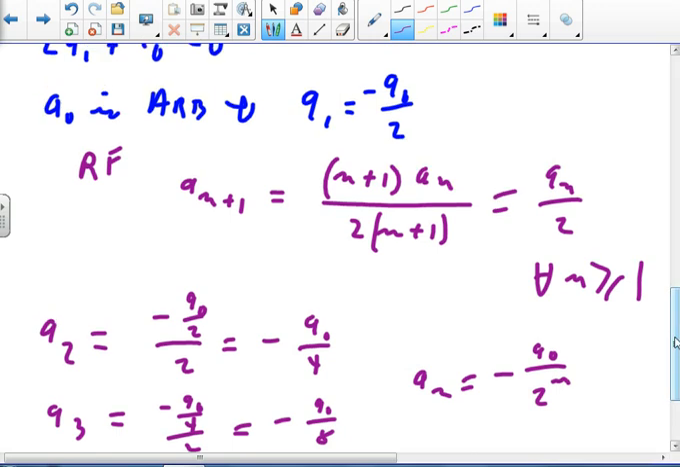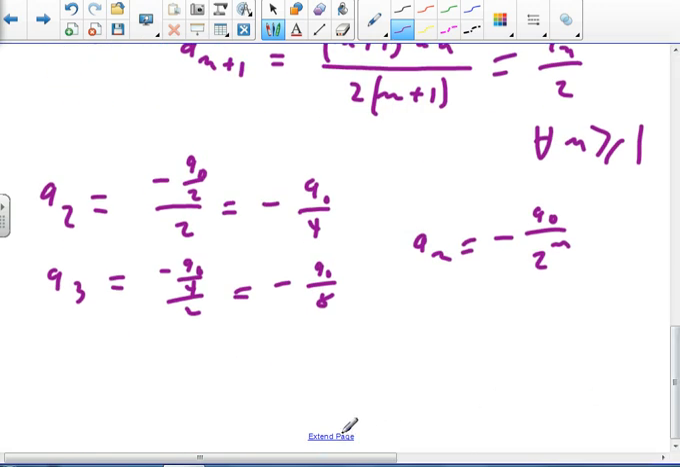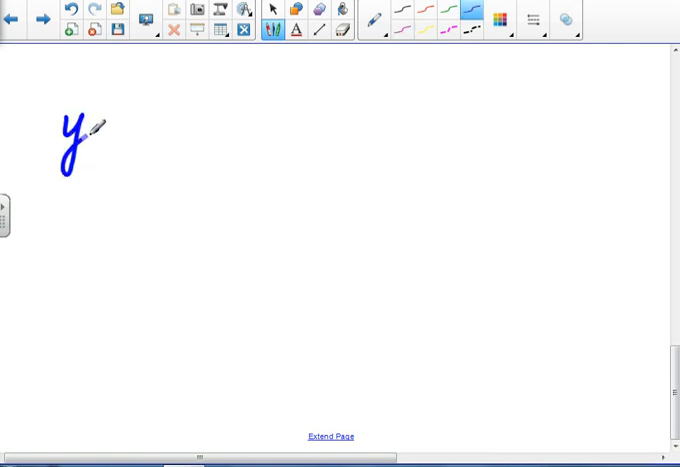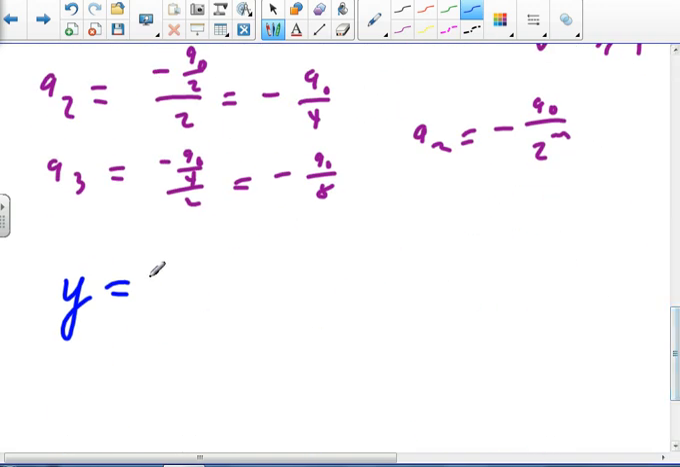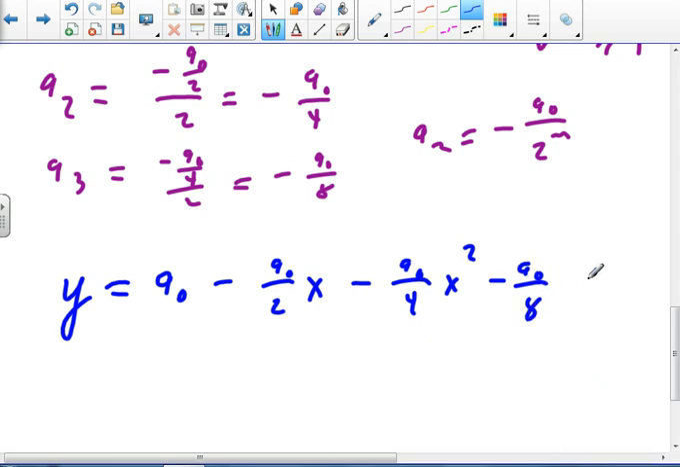Okay, so I have lots and lots of them. All right, so I end up with y is equal to a0 minus a0 over 2 x minus a0 over 4 x squared minus a0 over 8 x cubed minus a0 over 16 x to the 4th plus blah blah blah, lots of them.